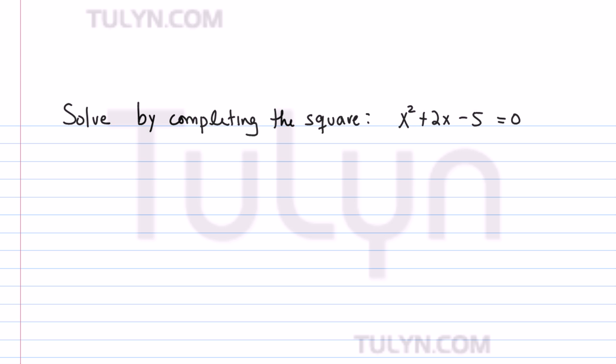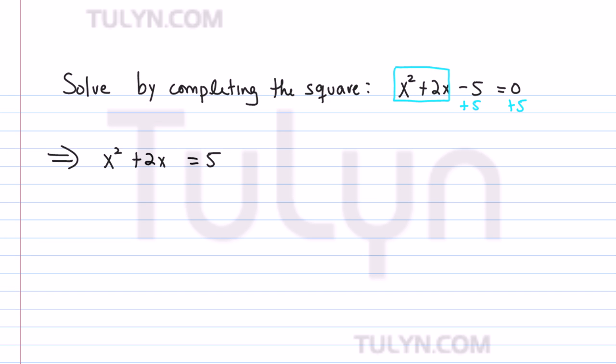So when we complete the square, we use the first two terms, right? So the x squared term and the x term. So the first thing I want to do is add a 5 to each side of the equation to get it to the other side. So what we have now is x squared plus 2x is equal to 5. So now we want to complete the square on the left.